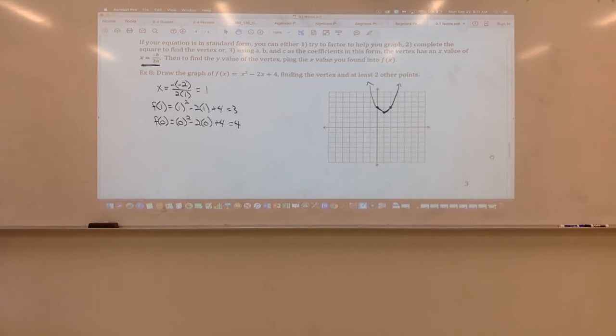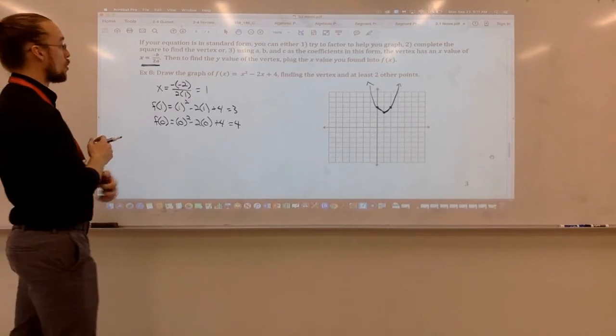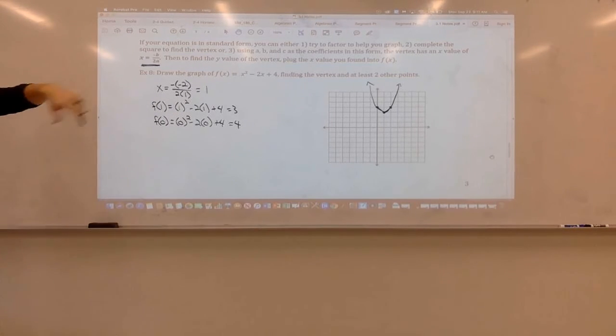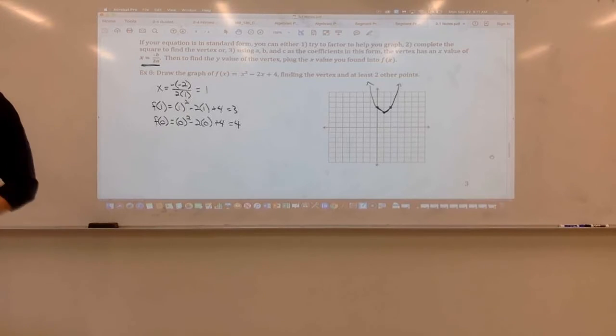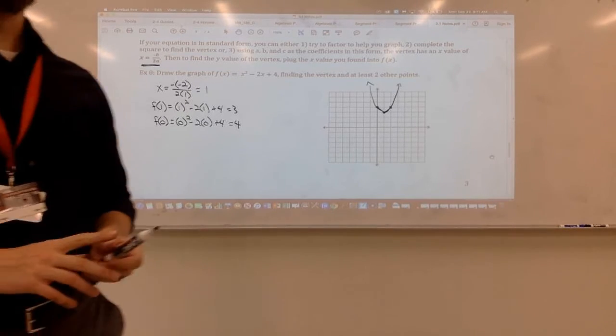Okay, so we've got a few options. Okay, we can try to factor to find zeros. We can complete the square to find the vertex, or we could use this. Okay, if we are given our parabola in standard form, right? The opposite of b over 2a tells me where the x-coordinate of the vertex is.